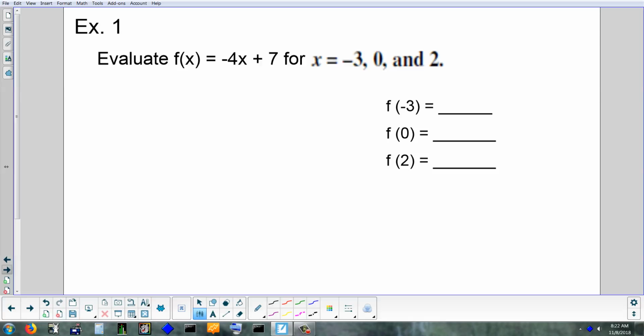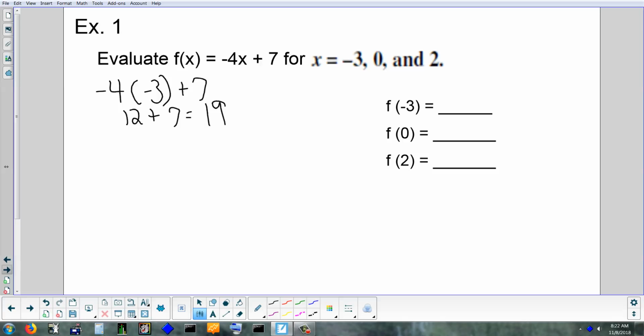Yusuf? Negative 4. Yeah? And then put 3 in the parentheses. Yeah, negative 3, right? And then plus 7. Plus 7. That's my first one right there. All right, so a negative 4 times a negative 3 is going to give me what? Positive 12. Good, Yusuf. I'm going to bring down my plus 7 because I didn't use it. 12 plus 7? 19.